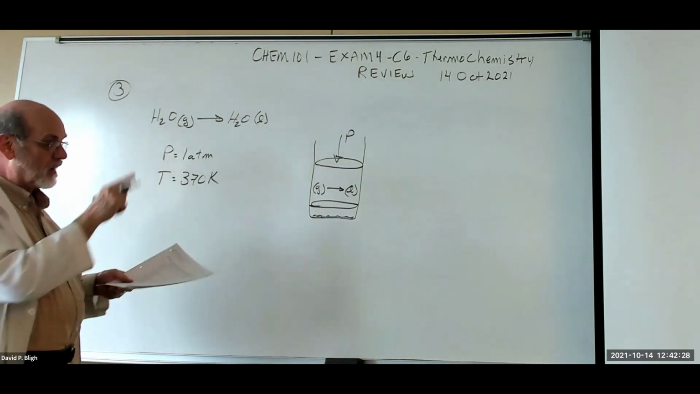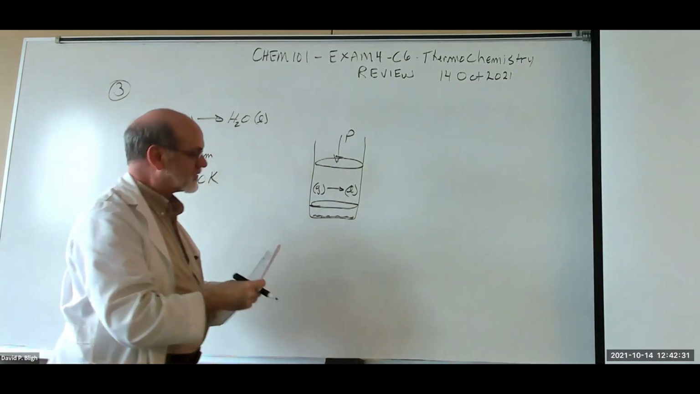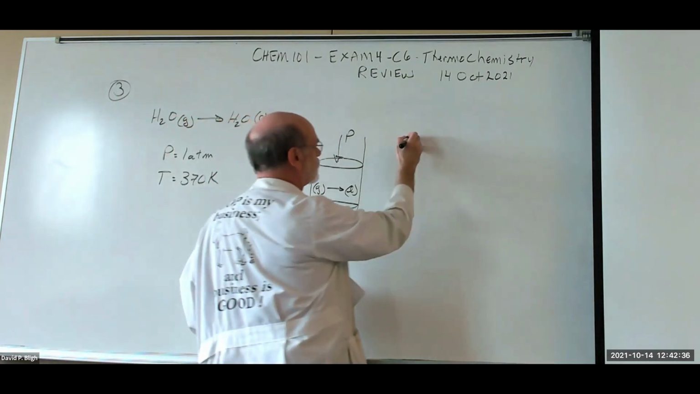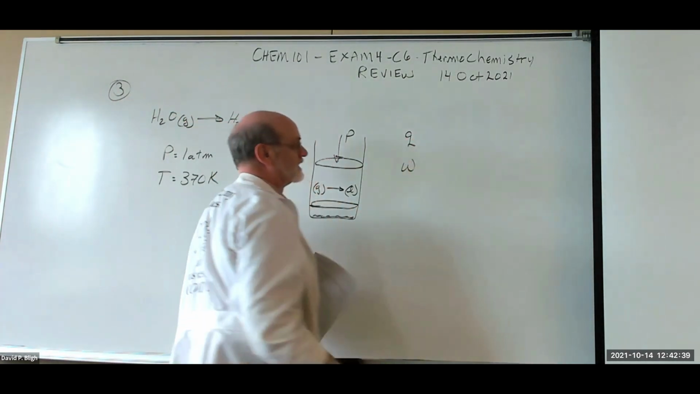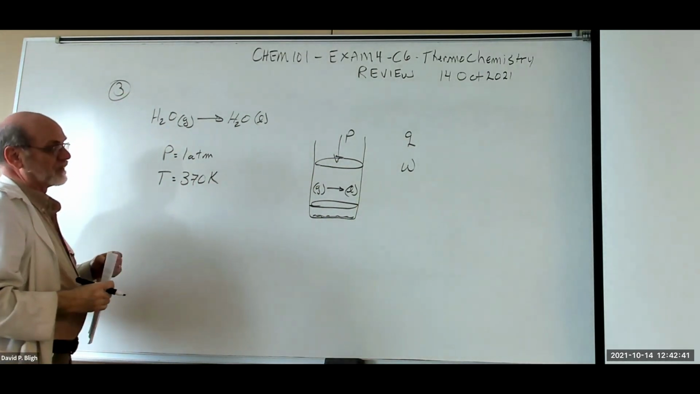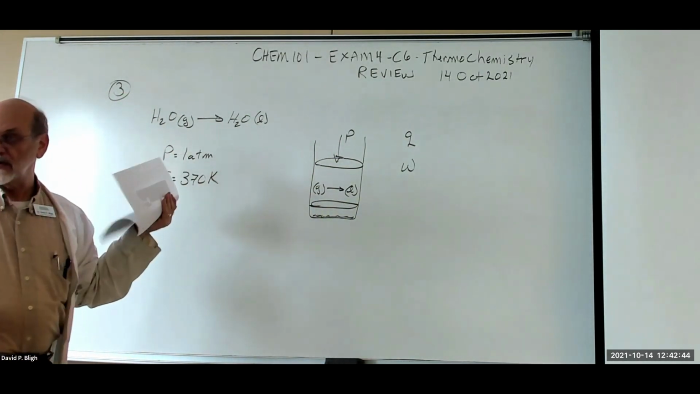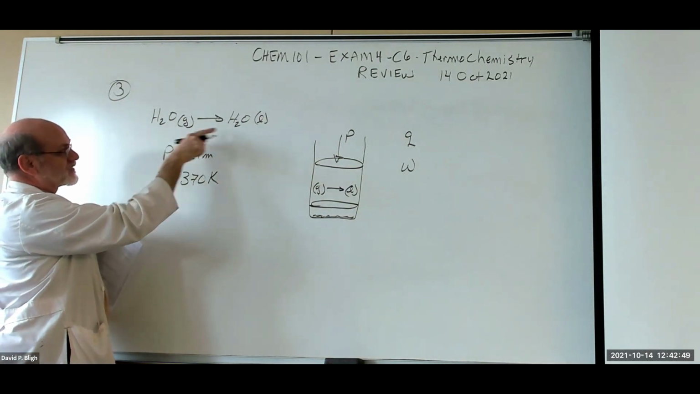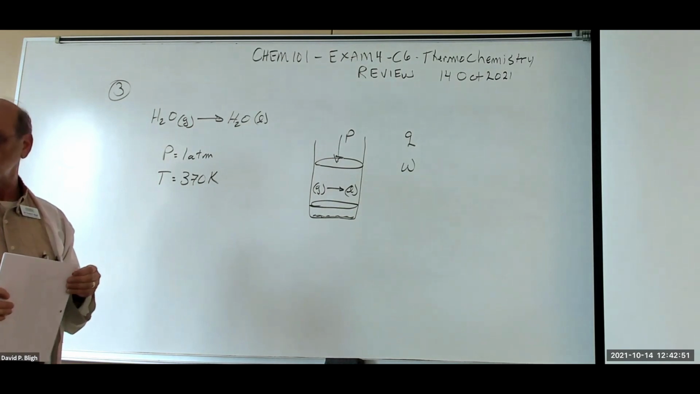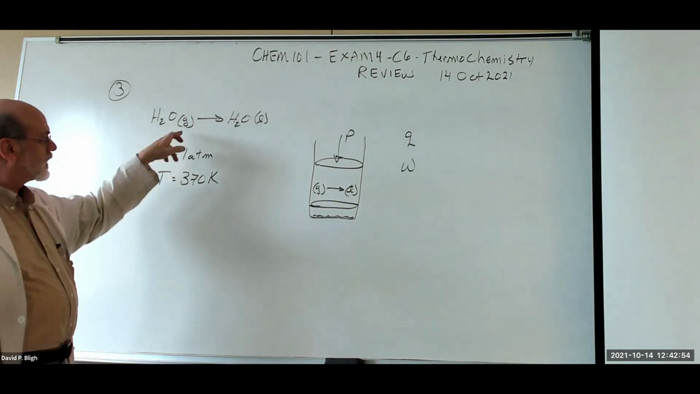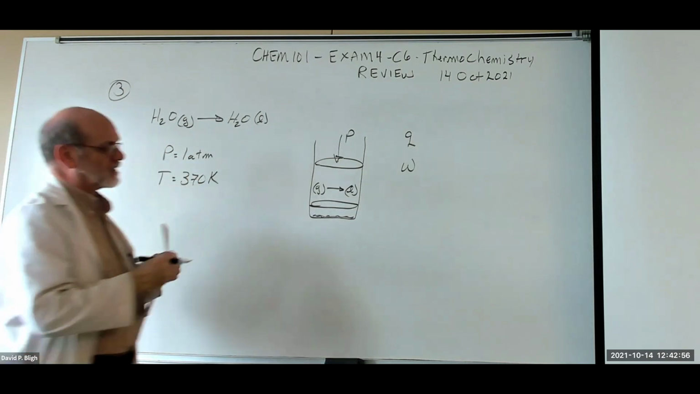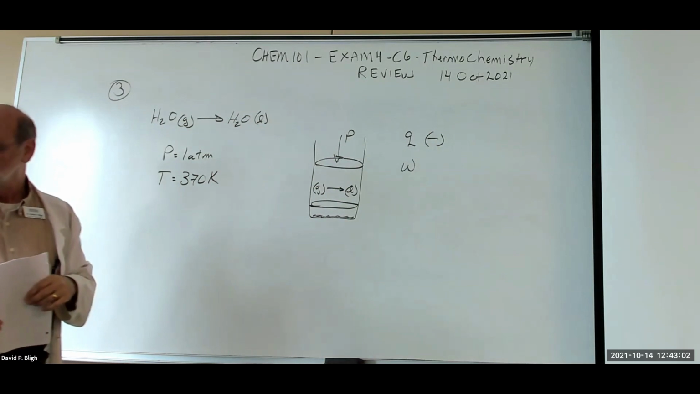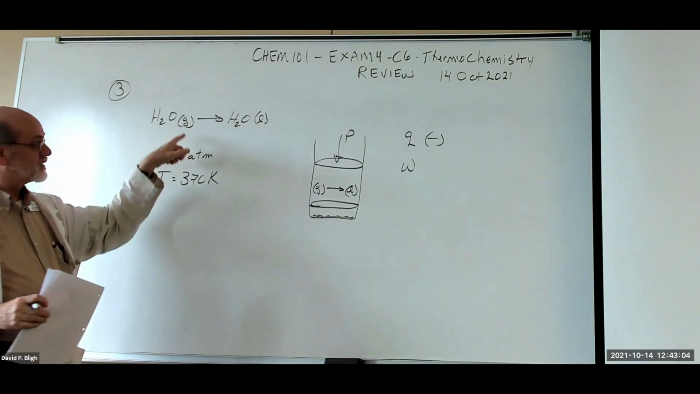The reason I'm going to all this trouble is to answer these questions, we have to say the signs of Q and W. Q, well, they tell us it's an exothermic process right here in the problem. But you can deduce that from this. If you go from a gas to a liquid, it has to give up heat. That's the only way it can go from a gas to a liquid. So the exothermic process means this is a negative value, because heat is leaving the system. That's the system.